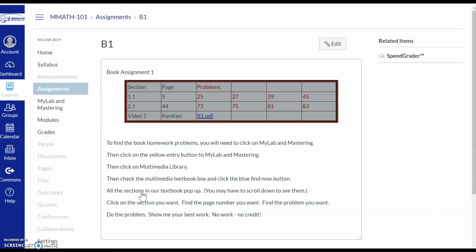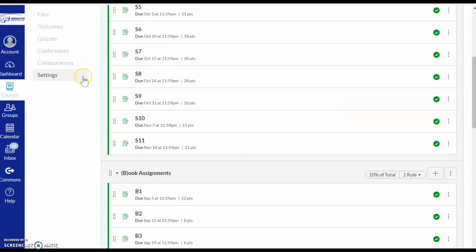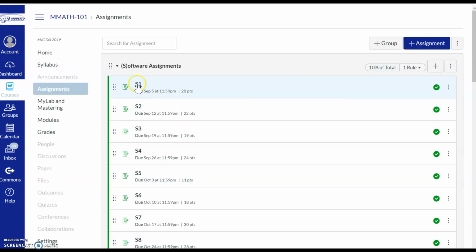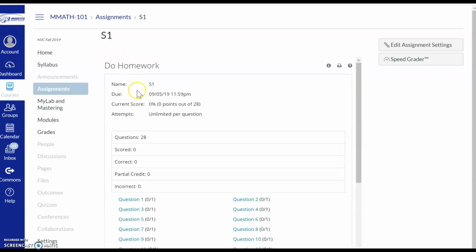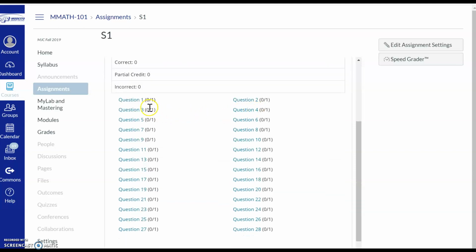Let's just look at the book problems. It tells us that the book problems are found in section 1.1 and 2.1. So let's go back. And that means the software assignments will probably be found in 1.1 and 2.1 as well. And we could click on the software assignments, or we could go to the syllabus or the calendar and click on the software assignments. And we could start in on question 1, and off we would go.